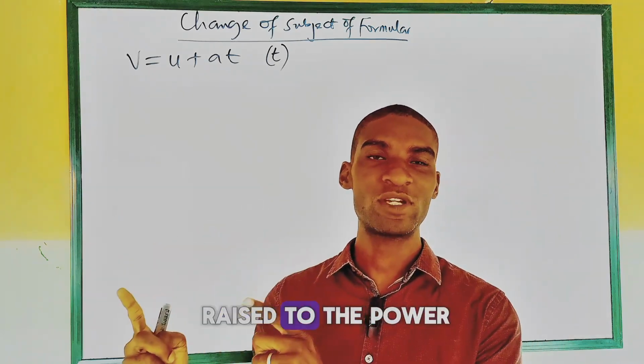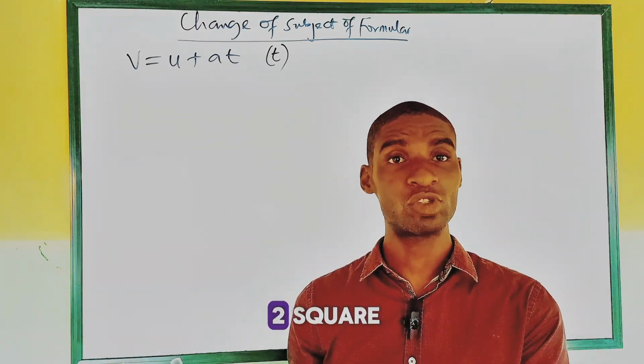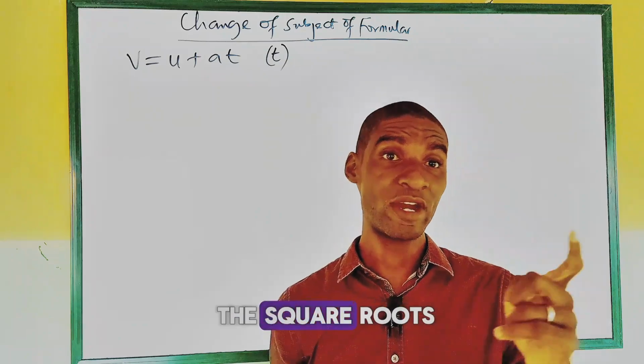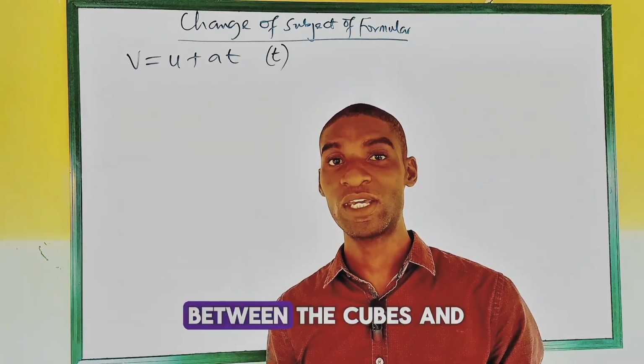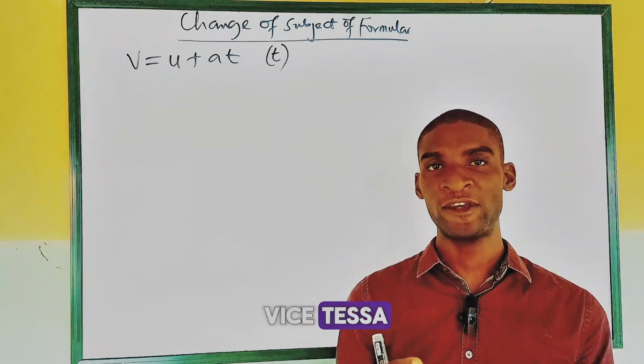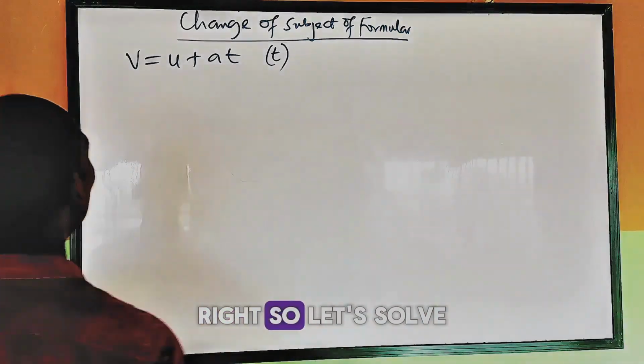When you have raised to the power of 2, squared, you tackle it with a square root. When you have raised to the power of 3, cube, you tackle it with a cube root, and vice versa. So let's solve this question.